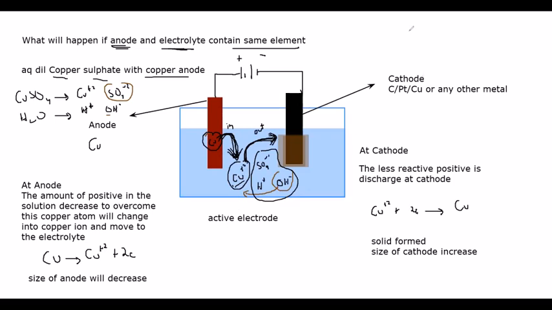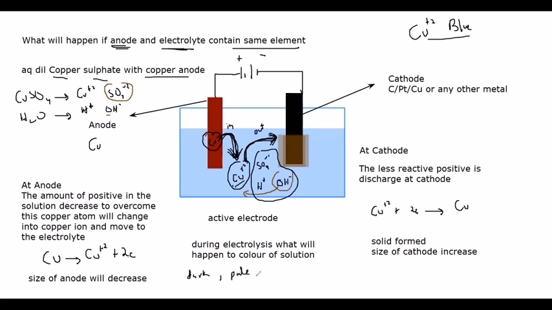Then what happened? The copper ions are blue in color. So due to this color of the copper ion, the solution is also blue. The question is, during electrolysis, what will happen to the color of the solution? It will get darker, or paler, or no change. What will happen to the color of the solution? Three options. It will get dark, which means amount of copper increases. It will get pale, lighter, which means amount of copper in the electrolyte decreases, or it will remain the same. What do you think? What will happen? Dark.